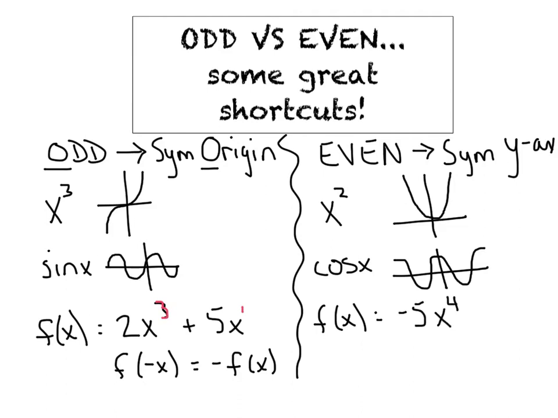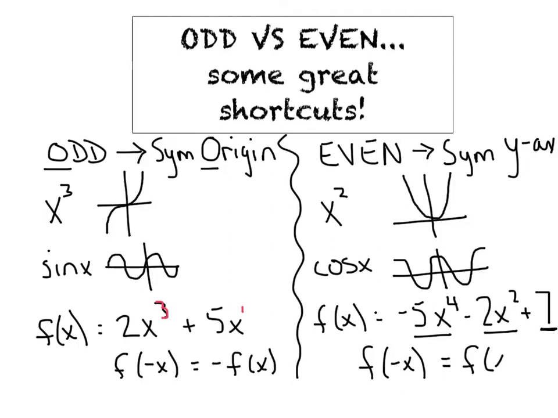Something like x to the fourth minus 2x squared plus 7 would be even because each term has an exponent that's even. That last term has an exponent of x to the 0, so that's still even. And algebraically, we used to say if you substitute negative x, the end result is that nothing changes. You get the original function back, and that's how we used to prove it.